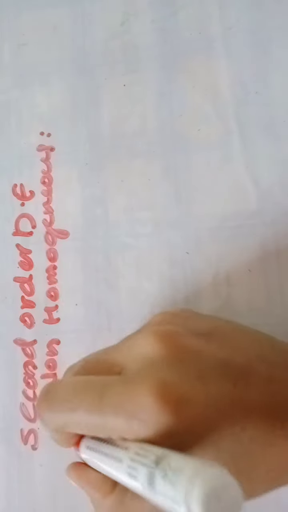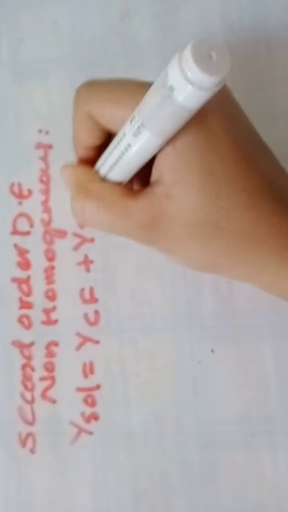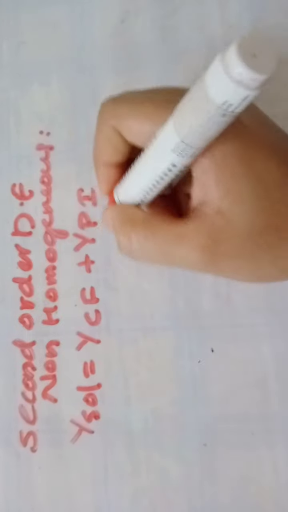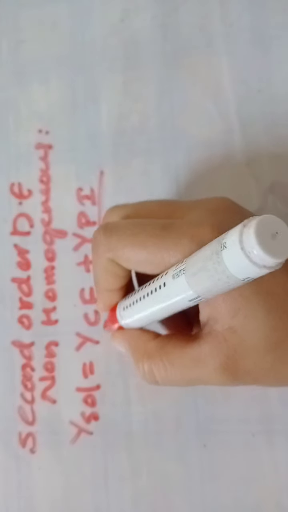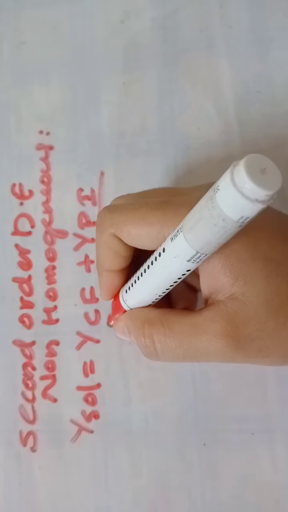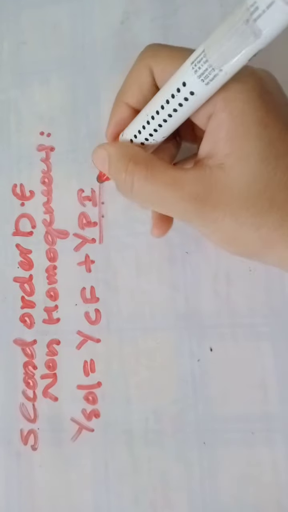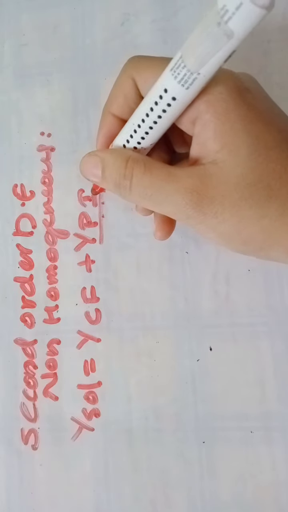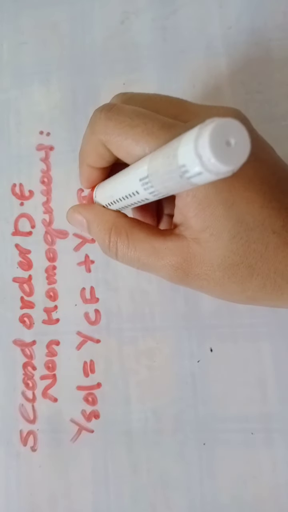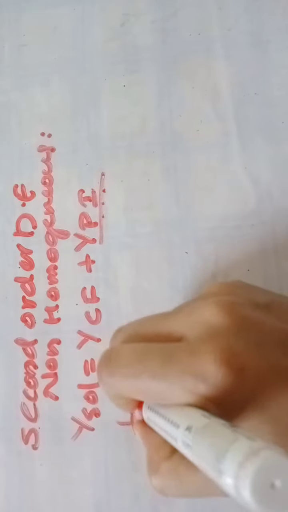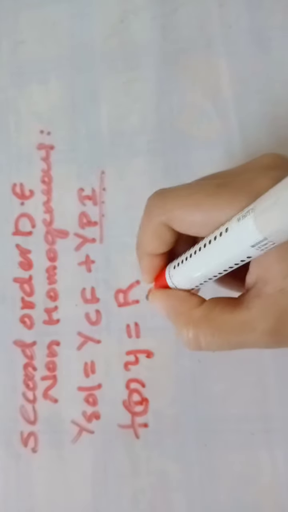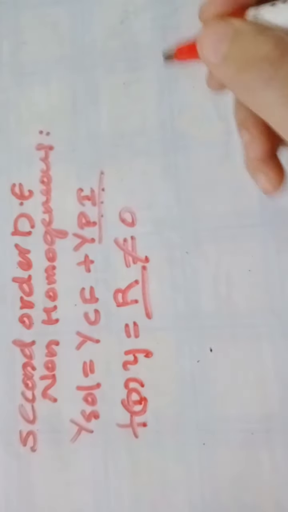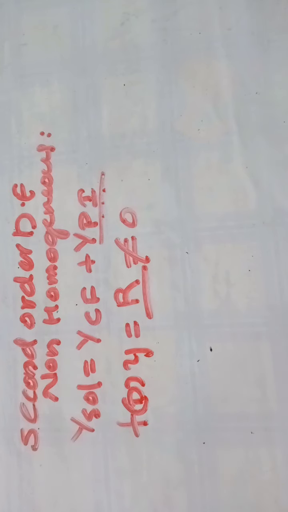For that we know that the solution y becomes y complementary function plus y particular integral. So how to find the y particular integral? We know how to find the complementary function. Now we are discussing the particular integral. To find the particular integral, we are considering a non-homogeneous equation in which the right hand side is not equal to 0. It is always a non-zero quantity for a non-homogeneous equation.